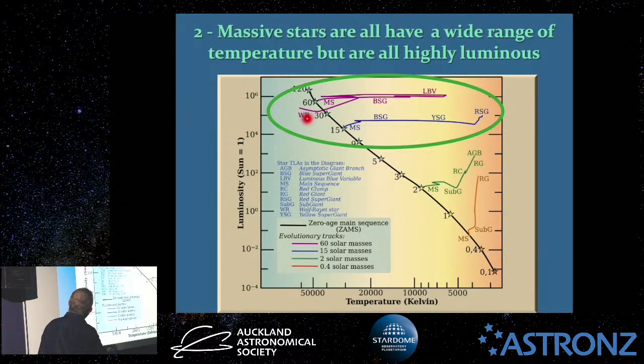As you can see, there's a wide range of temperatures. They're up to surface temperatures of 50,000 degrees, right down to surface temperatures of about 3,000 degrees. So a wide range of temperatures. But what have they got in common? They are all extremely bright, highly luminous, so they're all based up at this end of the Hertzsprung-Russell diagram.